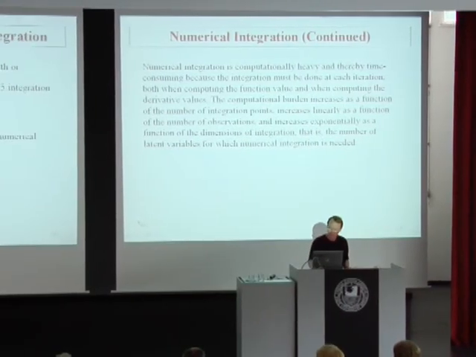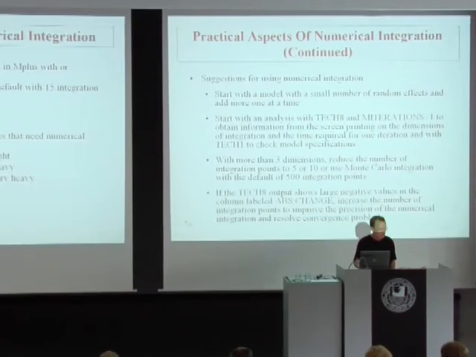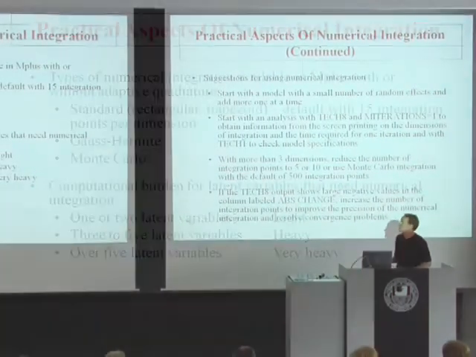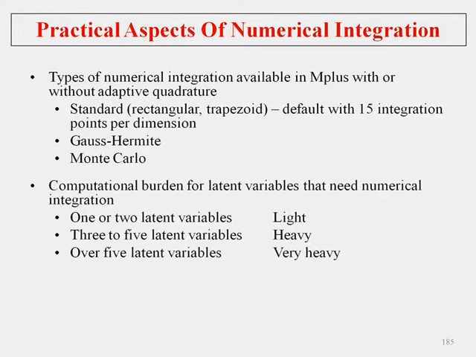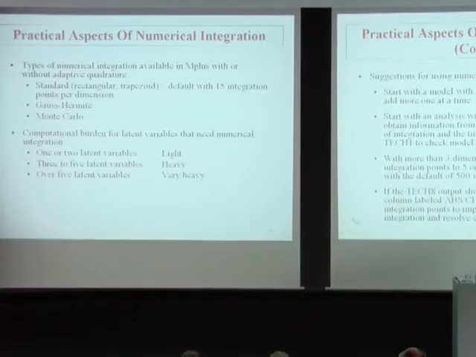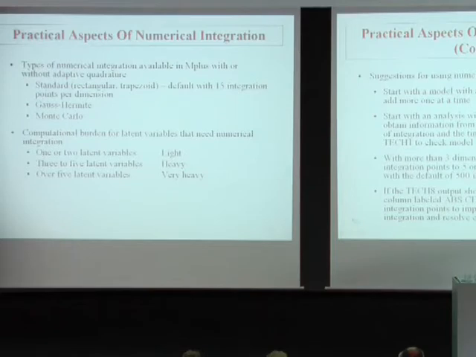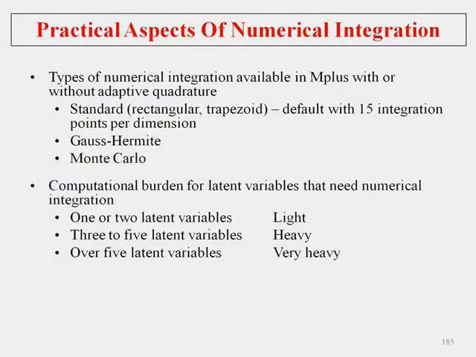So we try to give some general recommendations here. First of all, we note that with only 1, 2, and I would say 3 latent variables, the computational burden is pretty light. But when you get to 4 and 5 and more, it gets to be quite heavy. We have different kinds of numerical integration options. Adaptive quadrature, as it says at the top left, is a way to make the computations more effective, not choosing the same quadrature points at all iterations, but modifying them to capture the distribution better.